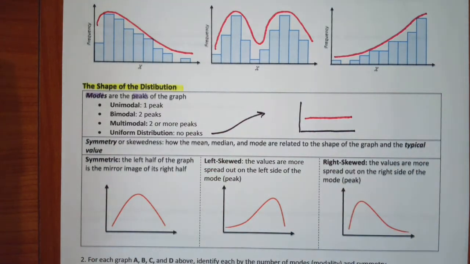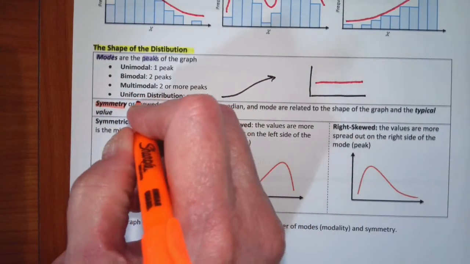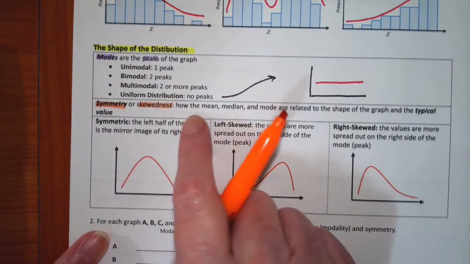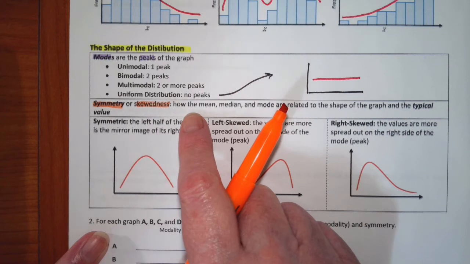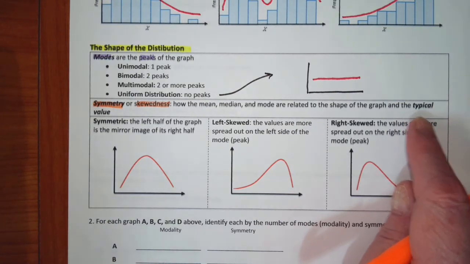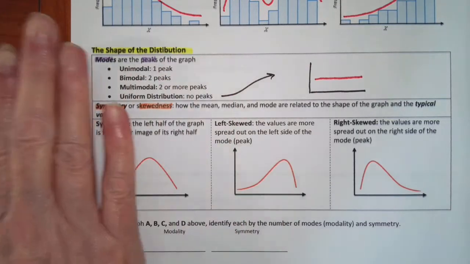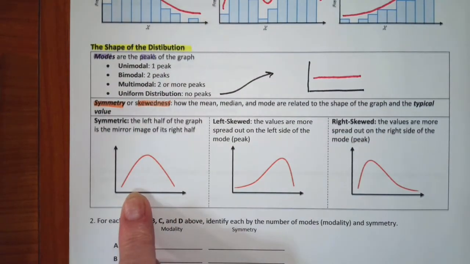In addition to modes, we want to look at symmetry, which is the shape of the graph, symmetry or skewedness. Okay. And we're going to talk a little bit later about how the mean, median, and mode are related to the shape of the graph and the typical value. So when we get into typical value, we're going to talk about that. Okay, so we have symmetric. And of course, symmetry means that if you were to fold it on itself, you would get the mirror image. This side is the same as this. So this one is symmetric.